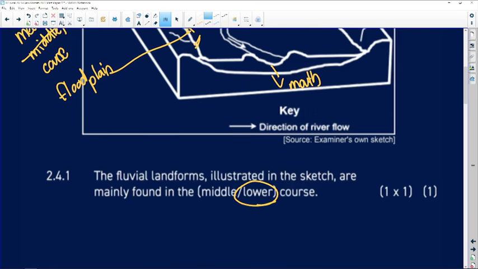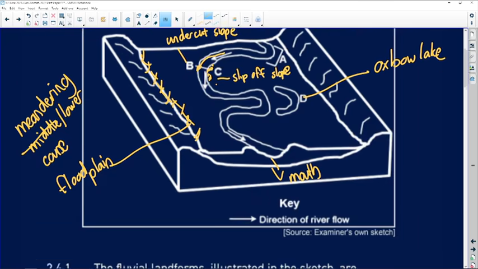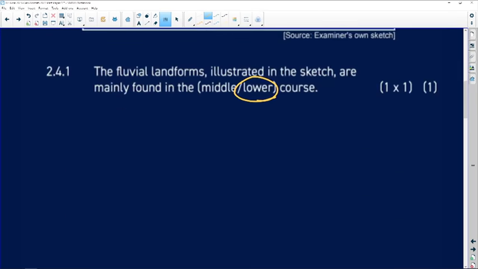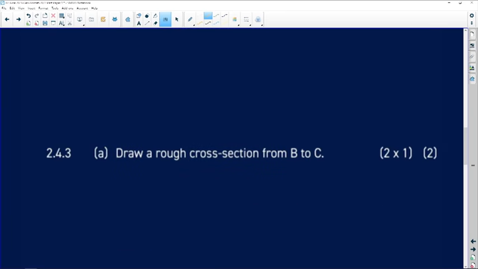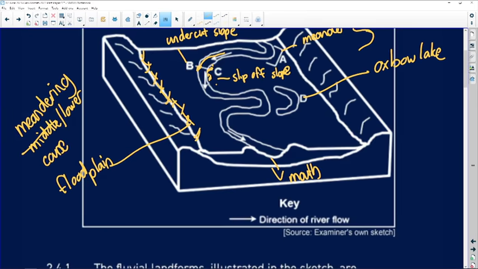Now, if you look at our next question, identify the fluvial landform A on the sketch. A is a meander. It's how the river curves and bends. Okay. Can just write our correct answer over here. Now 2.4.3, draw a rough cross section from B to C. And that's the question that I discussed with you, where we have our undercut slope and slip-off slope.